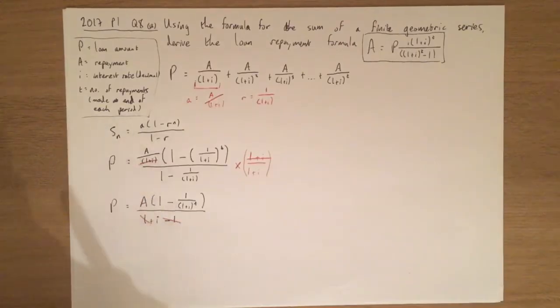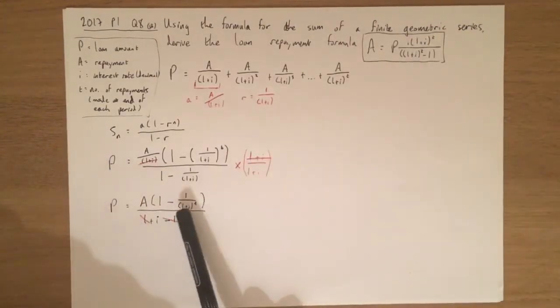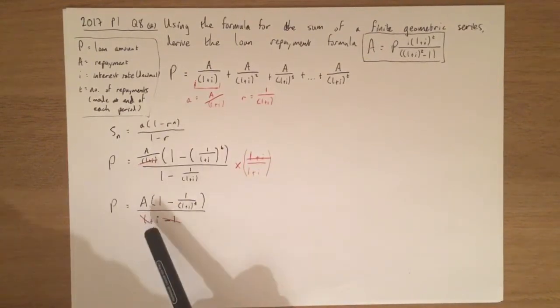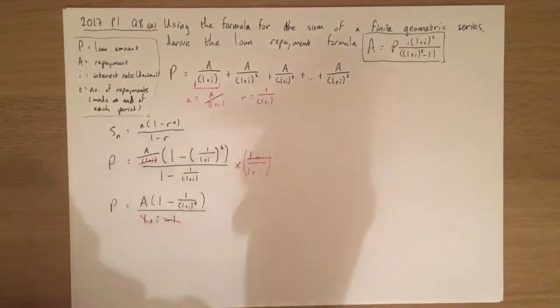It's starting to look a little bit closer to what I want. You see I've got 1 plus I to the t, which I've got in the formula. I've got an I, I've got a P, I've got an A. I'm maybe missing a term or two from the formula, but we'll sort that out in a minute.